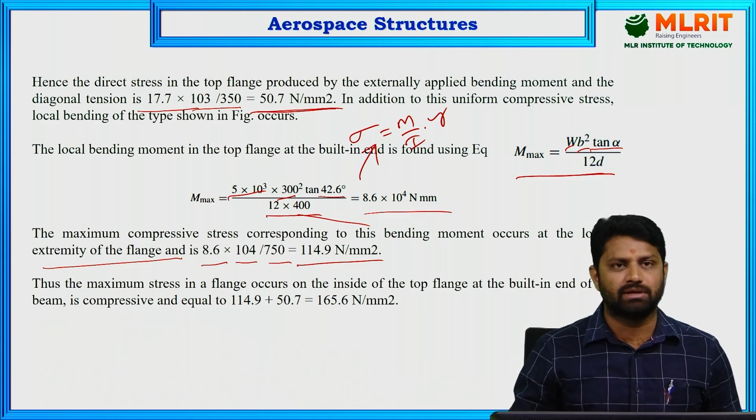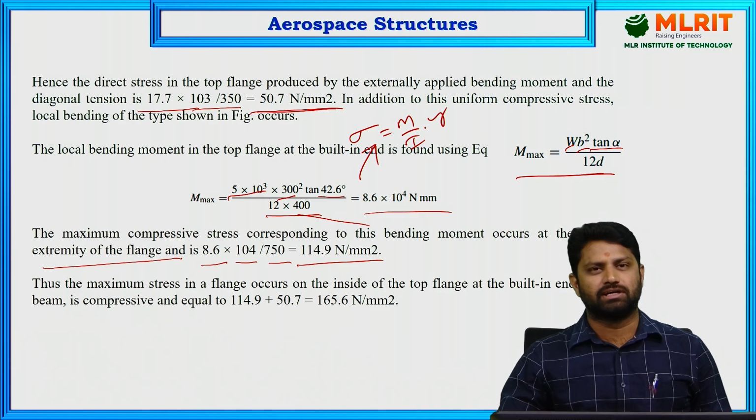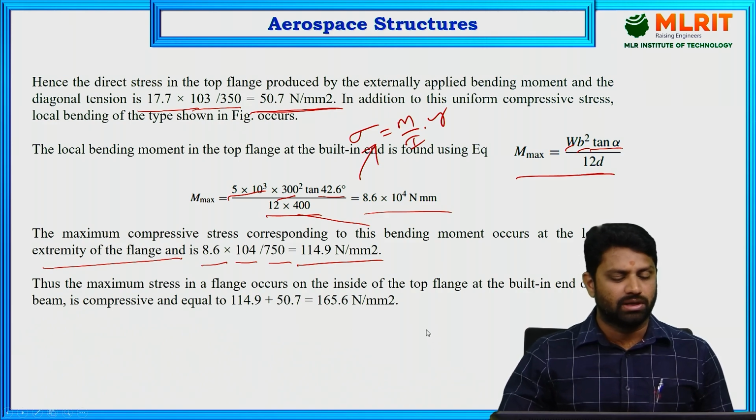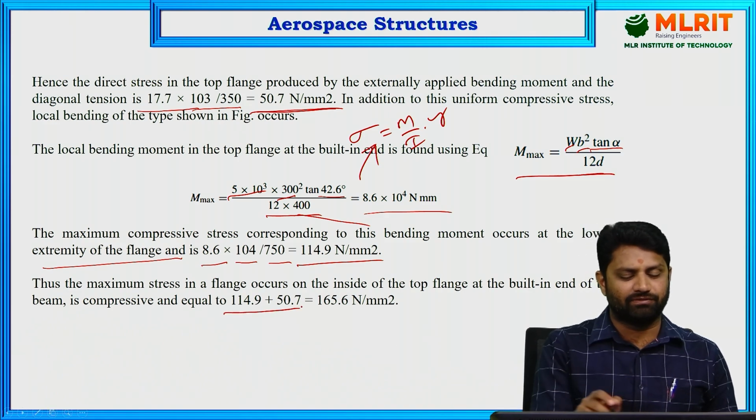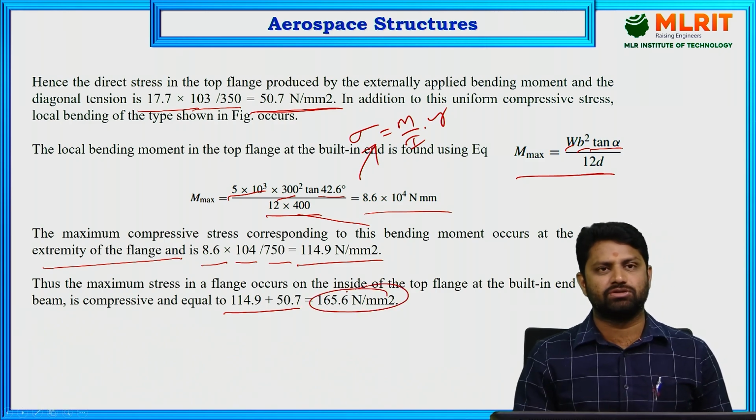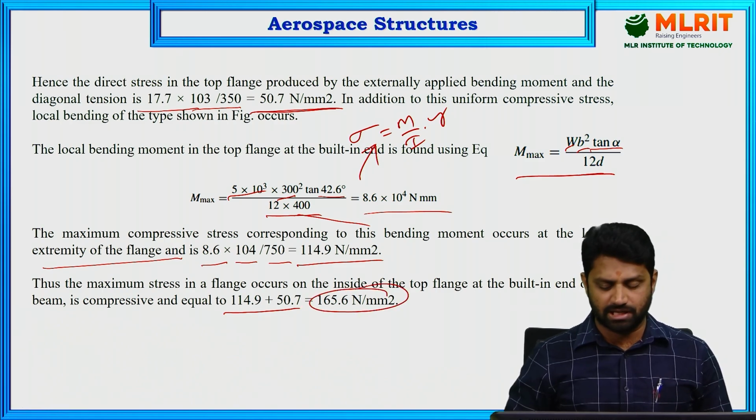Thus the maximum stress in the flange occurs on the inside of the top flange at the built-in end, because we have seen both at the top flange at the built-in end of the beam, and it is compressive. If you add these two, 114.9 plus 50.7, together you are going to get 165.6 Newton per mm square. That is the maximum stress that you're going to obtain from this.